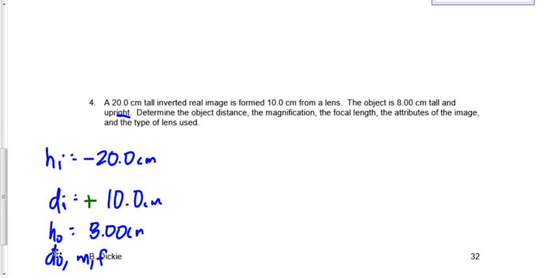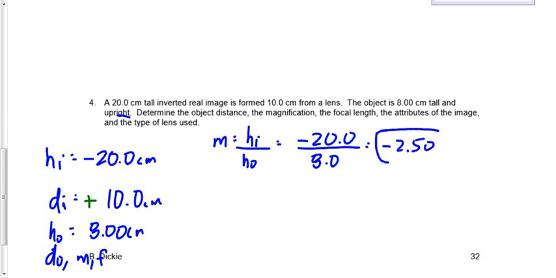And the last question, we tried 1 over F, that didn't work. So let's try M right away this time. M is equal to HI over HO, or negative DI over DO. Let's try the HI over HO. Negative 20 divided by 8, which is negative 2.50. We got a negative magnification.